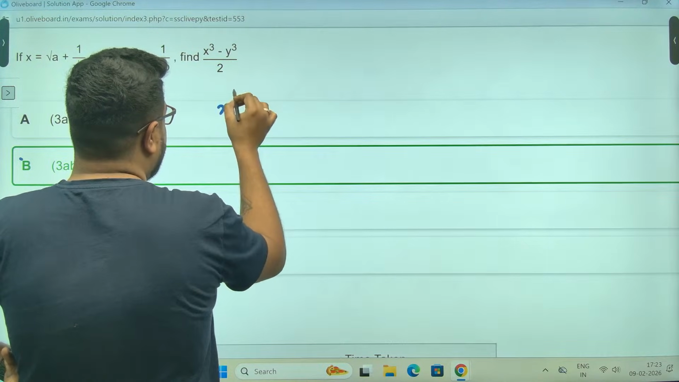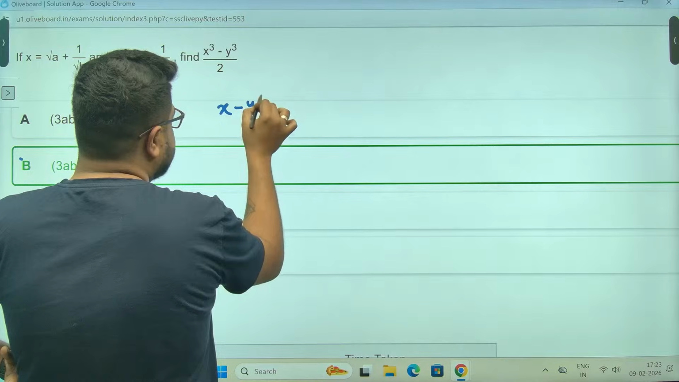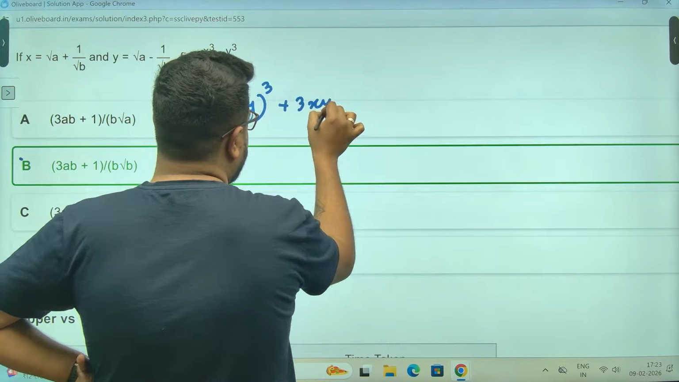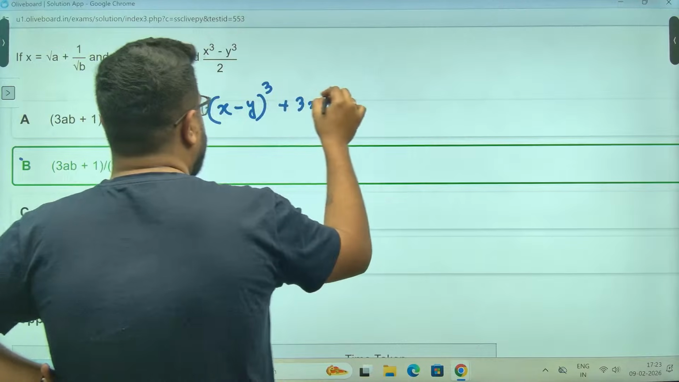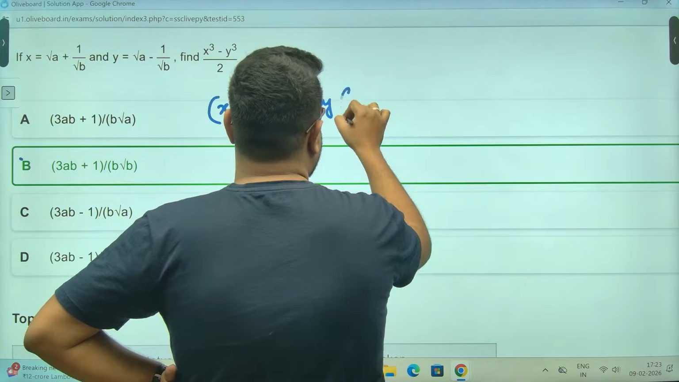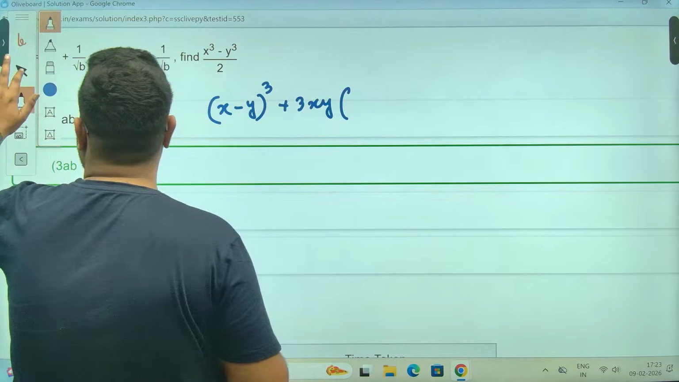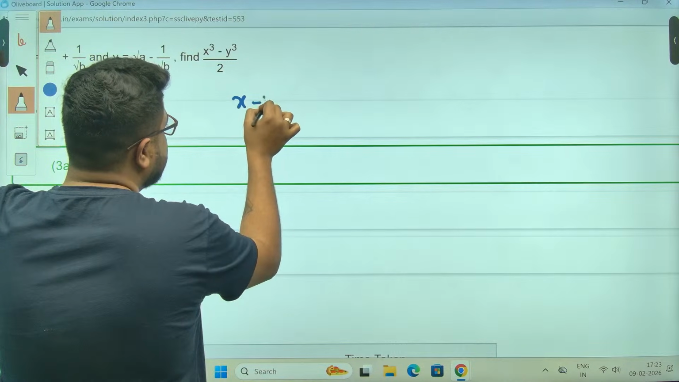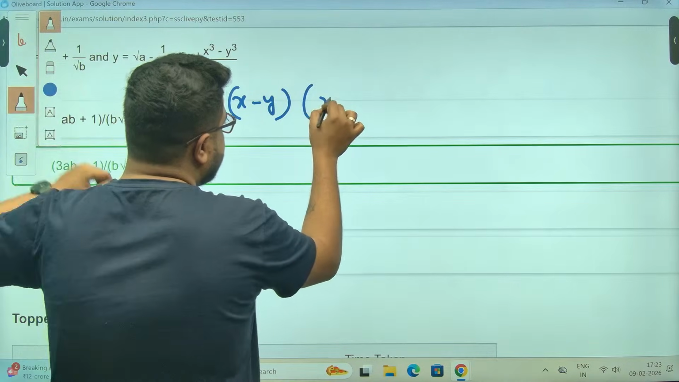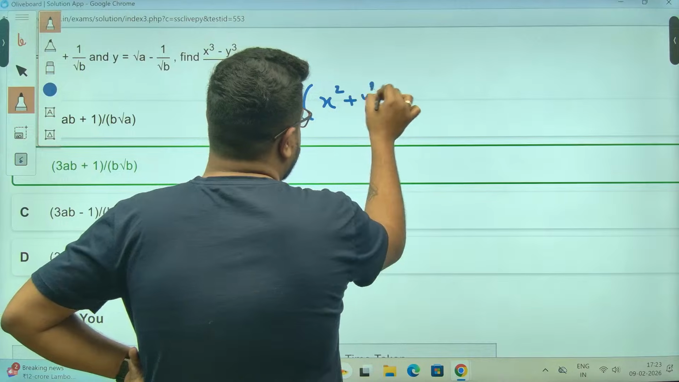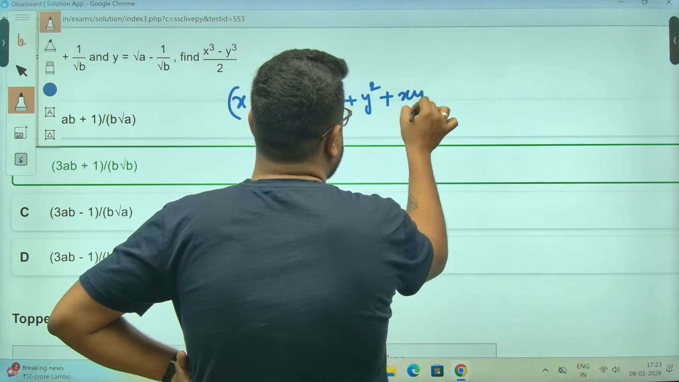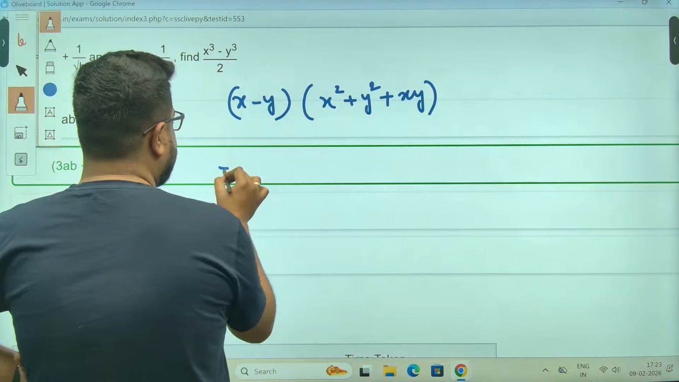A cube, A minus B whole cube, sir, plus 3AB into A minus B. This formula will be a little easier, I guess. Ruko na, if I'm doing it once more, let's use this formula. X square plus y square minus, plus xy, sir. Okay, I'm just doing this.